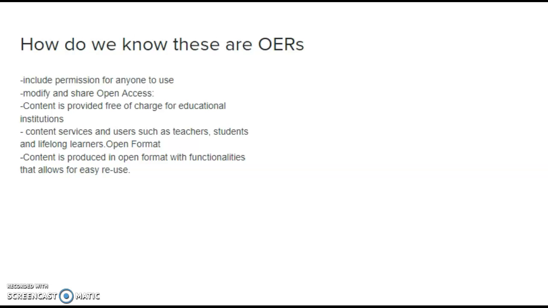How do we know if it's an OER? Well, we can look for these few things. Include permission for anyone to use, modify, and share open access. Content is provided free of charge to educational institutions. Content serves users such as students and lifelong learners. It has an open format. Content is produced with open functionalities that allow for easy use.